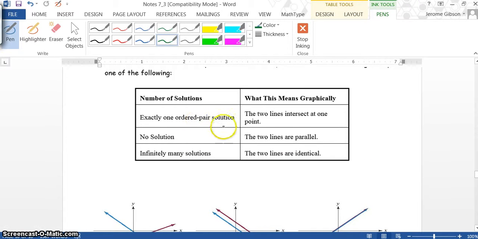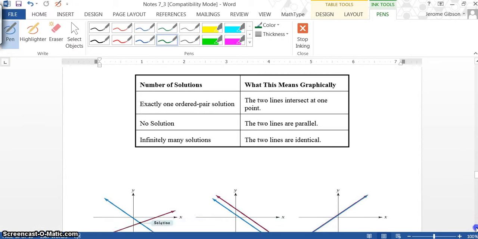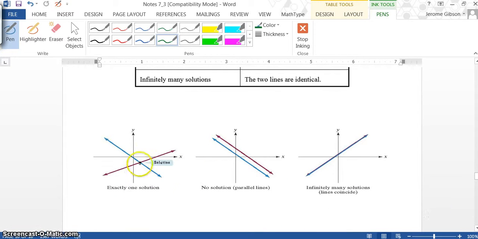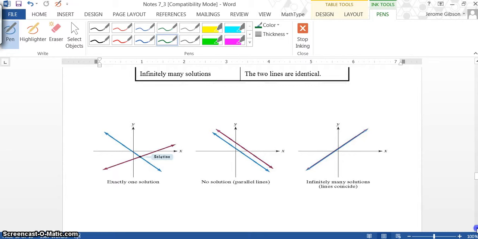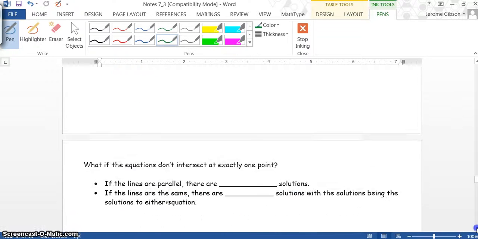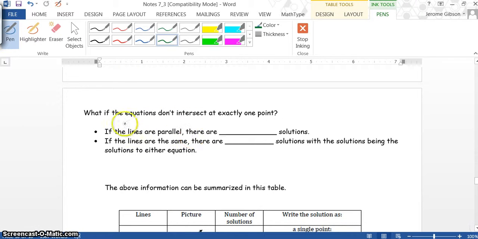Exactly one ordered pair solution, and two lines intersect at one point. No solution, and two lines are parallel. Infinitely many solutions, and two lines are identical. If you look here, parallel lines will never touch, so it's no solution. And infinitely many, if you see here, you had a blue and red line right on top of each other, or I should say burgundy line. So it connects at every point.